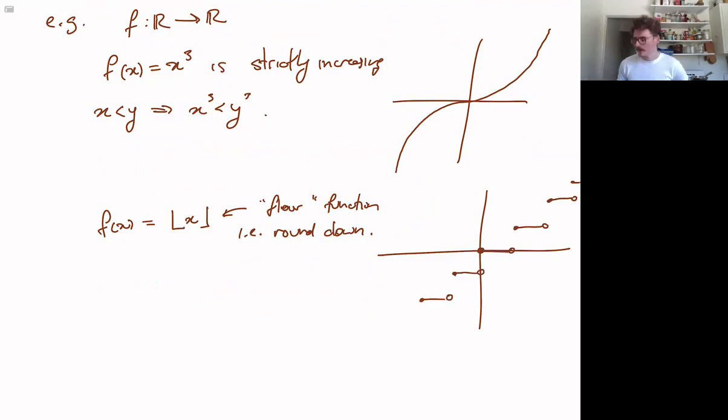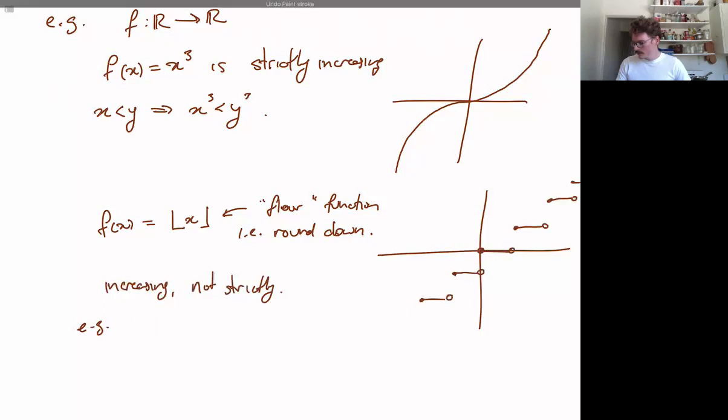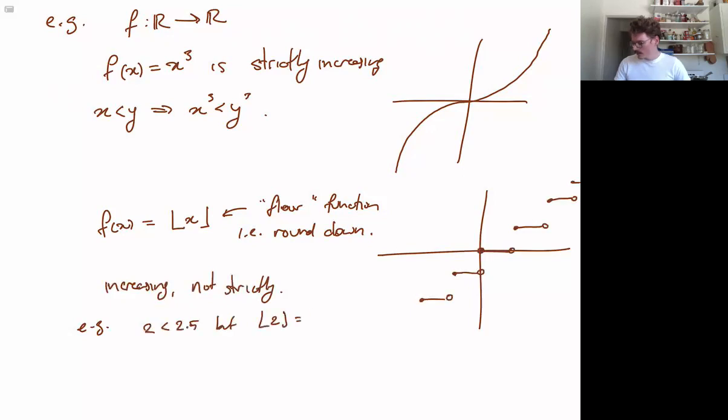So this is an example of a function that is increasing, but not strictly. Because you can see that it does go flat. It stays flat. So for example, 2.5. 2 is less than 2.5. But the floor of 2 is equal to the floor of 2.5, which shows that it's not strict.